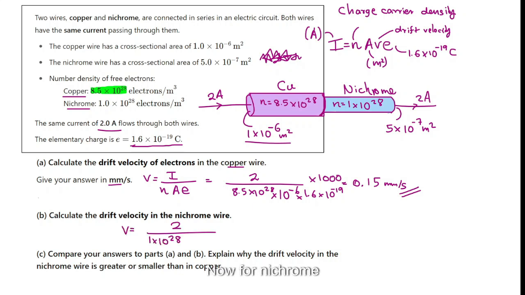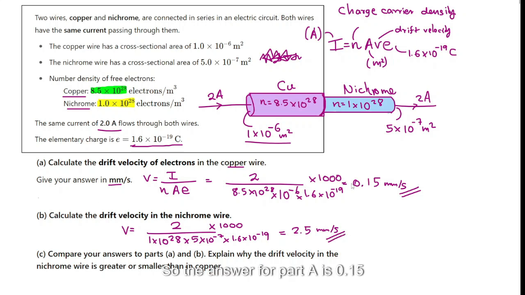To do the same thing for the nichrome wire, I just need to substitute the values. For nichrome, the value of n is 1 times 10 to the power of 28. You put it here, multiplied by the area and e. In the second part, I get 2.5 millimeters per second. So the answer for part A is 0.15 millimeters per second, and the second one is 2.5 millimeters per second.